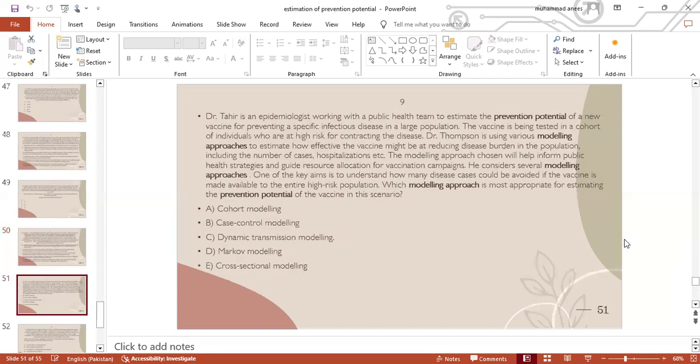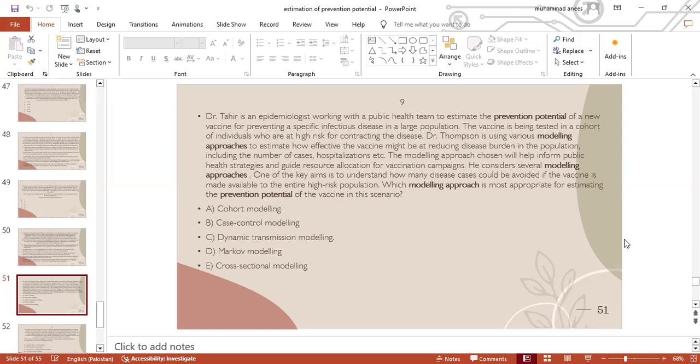9. Dr. Tahir, an epidemiologist working with a public health team, estimates the prevention potential of a new vaccine for preventing a specific infectious disease in a large population. He is using various modeling approaches to estimate how effective the vaccine might be at reducing disease burden on the population, including the number of cases, hospitalizations, etc. The modeling approach chosen will help form public health strategies and guide resource allocation for vaccination campaigns.